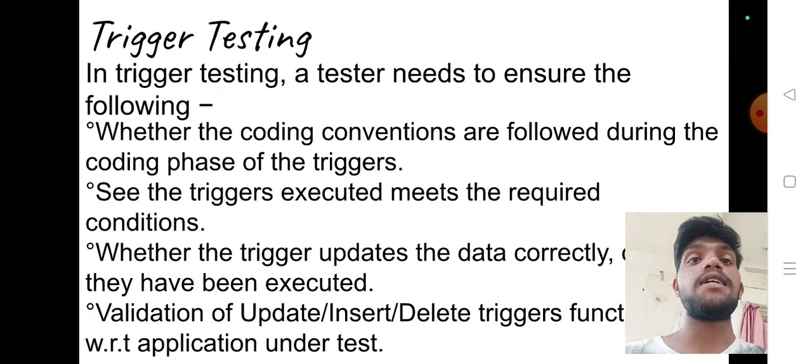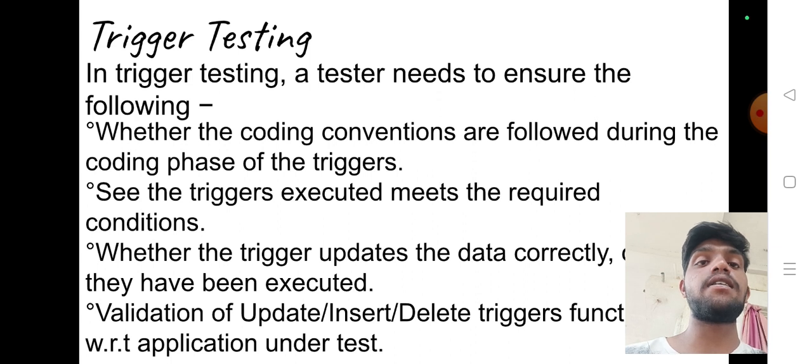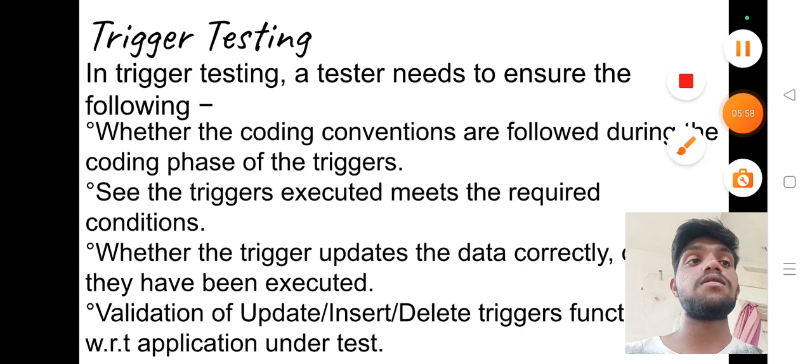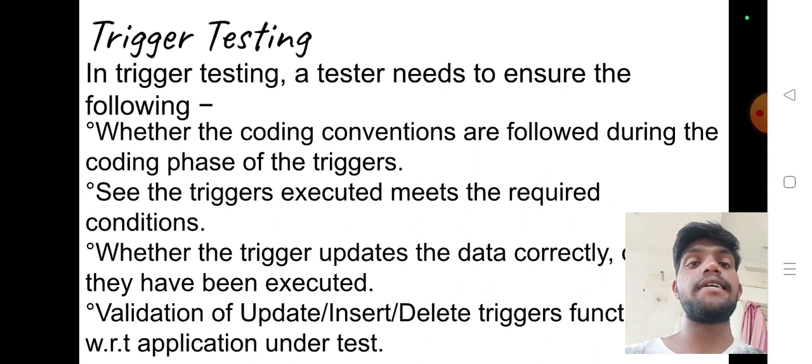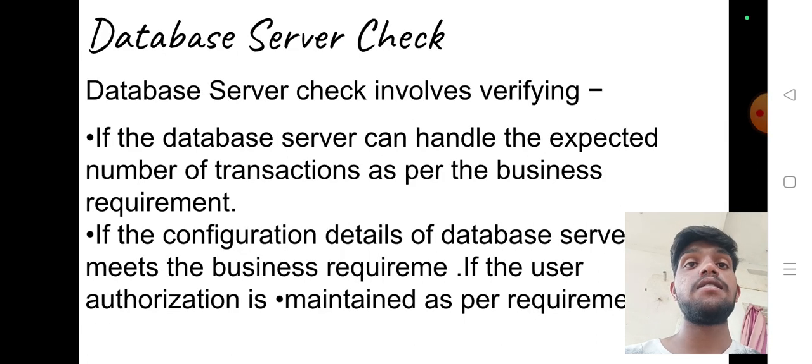Trigger testing. In trigger testing, a tester needs to ensure the following: whether the coding conventions are followed during the coding phase of the triggers, whether the triggers executed meet the required condition, and whether the trigger updates the data correctly as they have been executed. Validation of update, insert, delete trigger functionality with respect to the application under test.